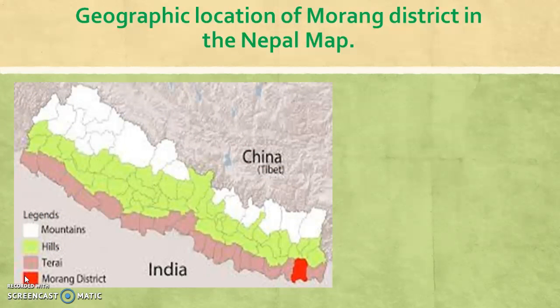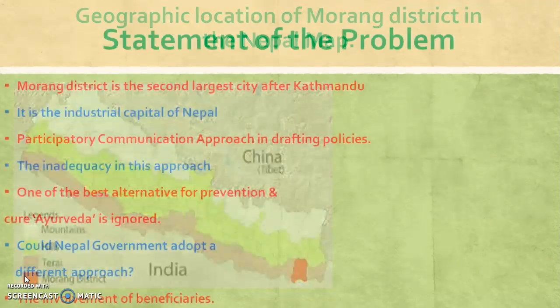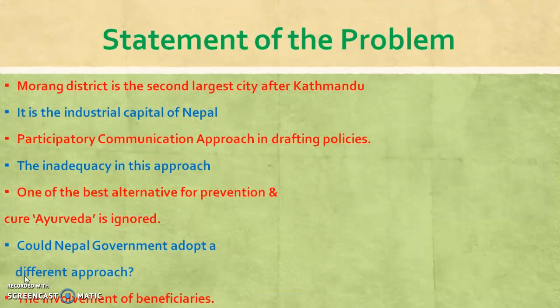The geographic location of Morang district on the Nepal map we can see here on the slide. In the north and south, east and west, we have only two neighbors, China and India. And Morang district is in east Nepal, the second district colored in red. The statement of the problem: Morang district is the second largest city after Kathmandu. It is the industrial capital of Nepal.